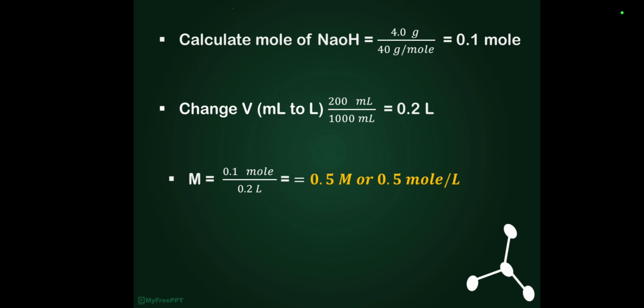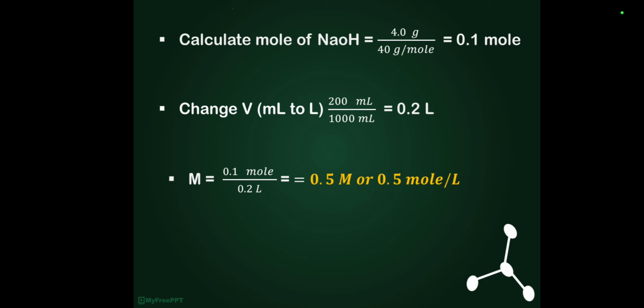Okay, let's proceed. So calculate the mole of NaOH is equals to 4.0 gram, which is constant, over 40 gram per mole, because that is the molar mass of the NaOH. We've already added the atomic weight of each element. Just divide it. So 4.0 divided by 40 gram per mole, is equals to 0.1 mole. So again, always cancel the same unit, which is gram. So that makes it a mole. 0.1 mole.